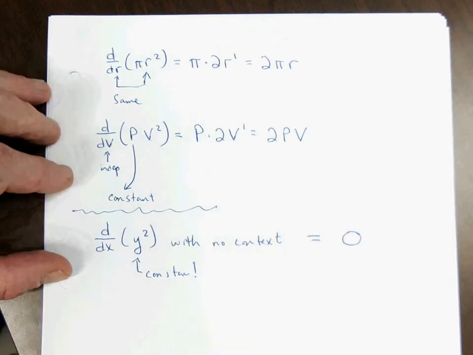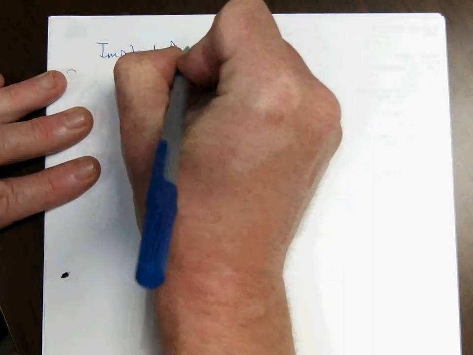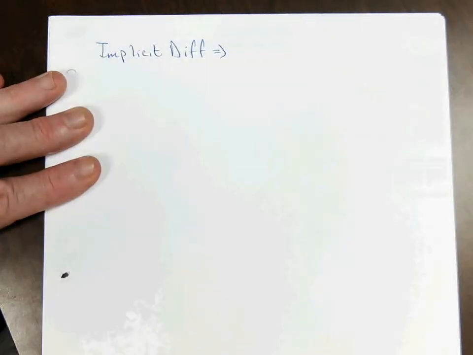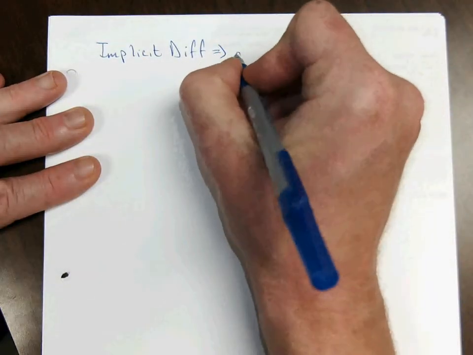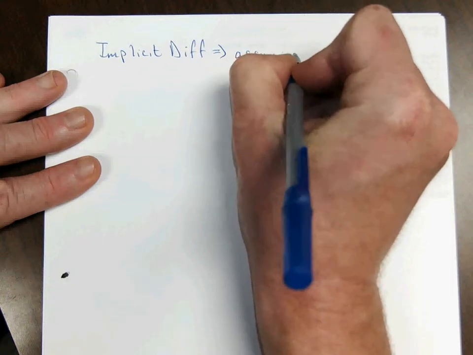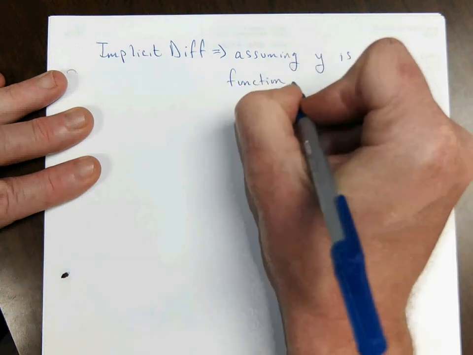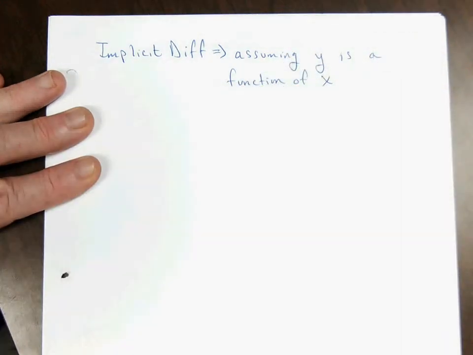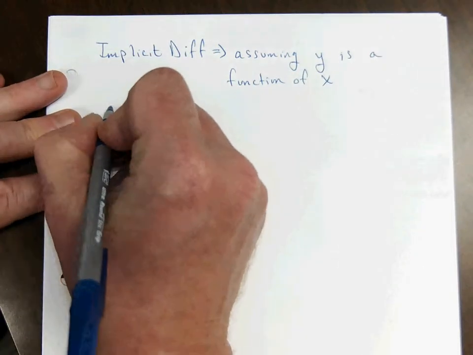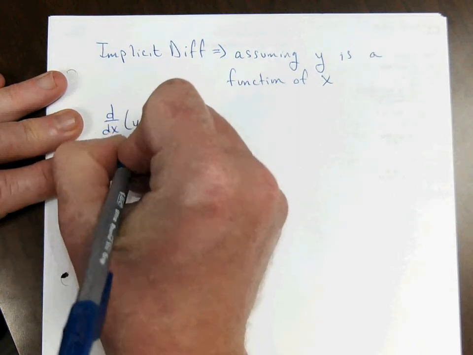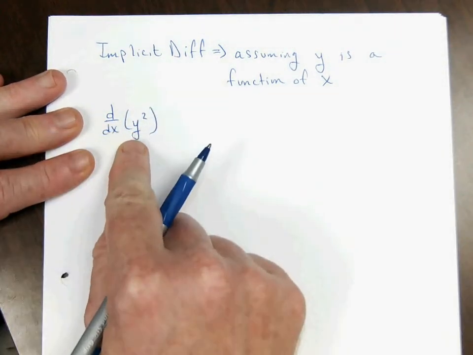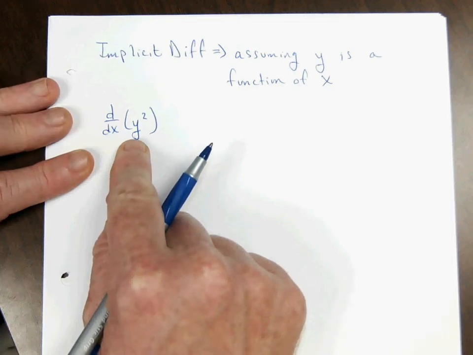All right. Now, where things are a little bit different is if we're doing implicit differentiation. Whenever you're doing implicit differentiation, there's context here. The context is that we're assuming y is a function of x. And so that changes the game. There's new context to this. So then, if I'm doing d/dx of y squared, y is no longer a constant. It's a function of x.